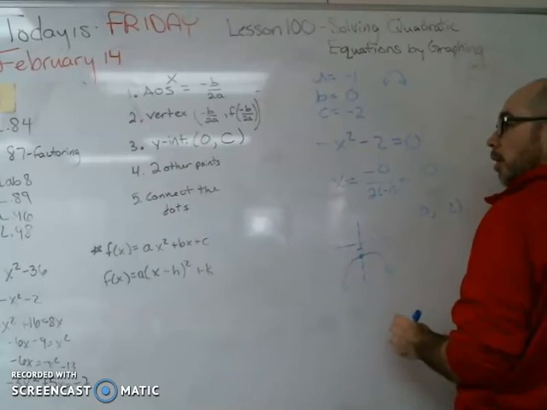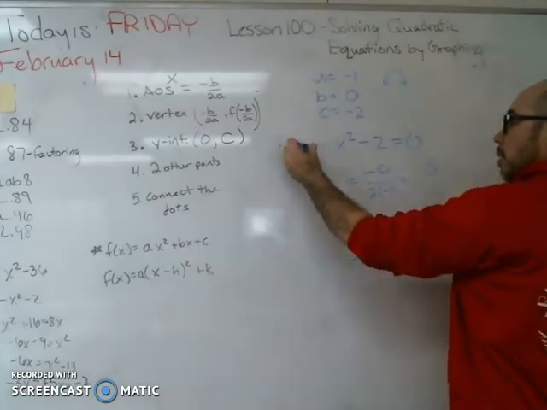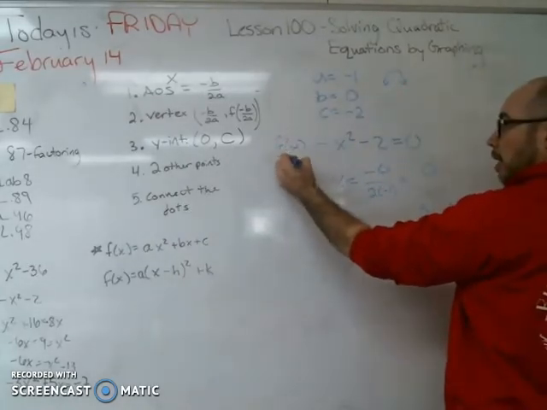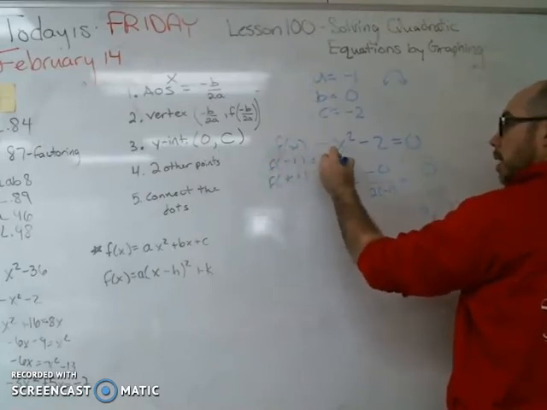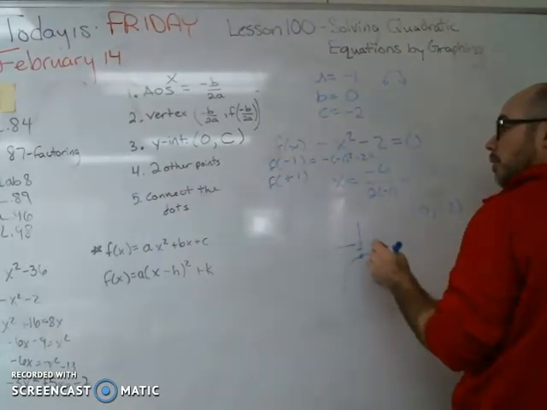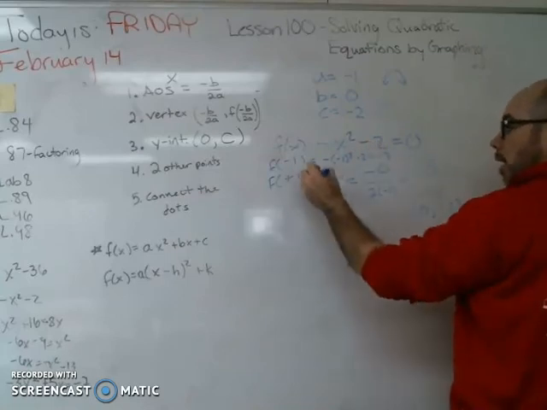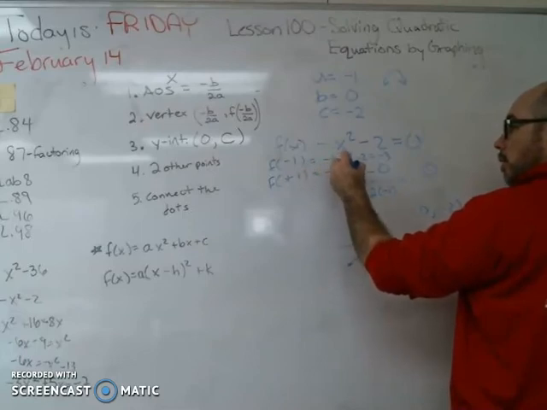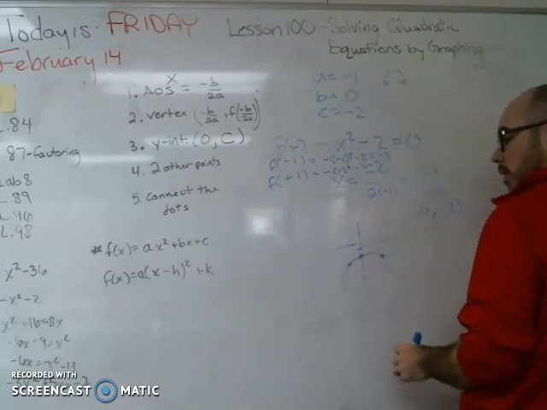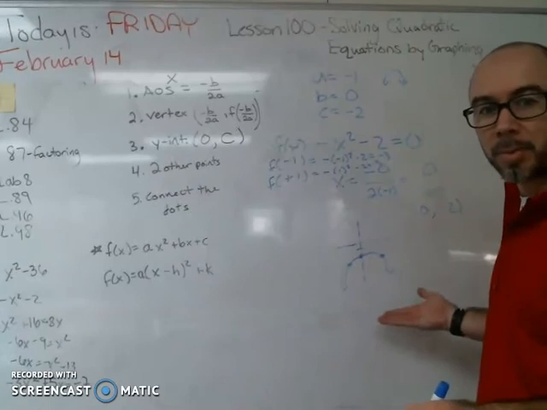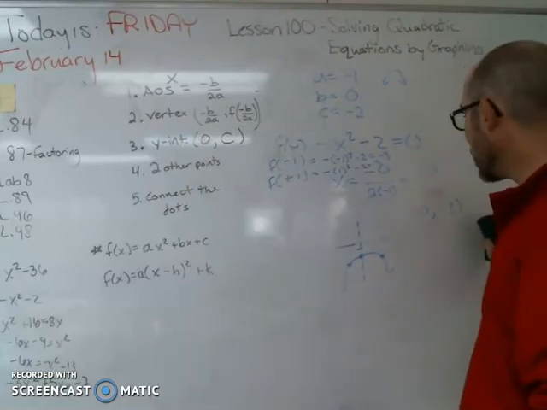Maybe we want a couple of other points. Well, that's fine. We could plug into this equation. Maybe we want to plug in a negative 1 and a positive 1. f of negative 1, f of positive 1. Negative 1 squared minus 2 equals negative 1 minus 2, which is negative 3. Okay, that's right there. And if we do this one, positive 1 squared minus 2 also equals negative 3. And there's another point for us. We've got everything that we need, and we've drawn a picture. We can label these parts, and there you go. That's pretty much all you need.